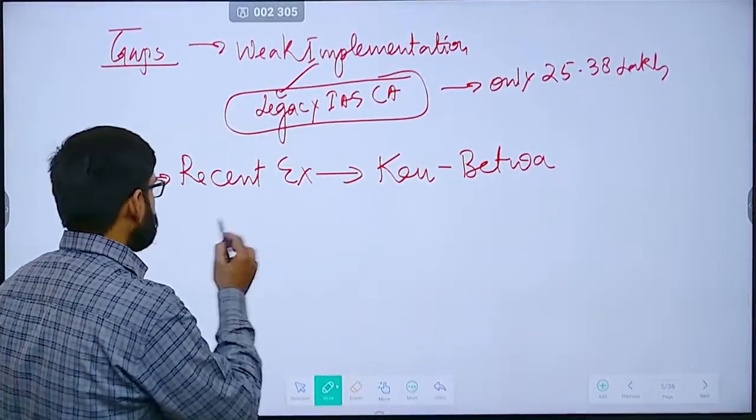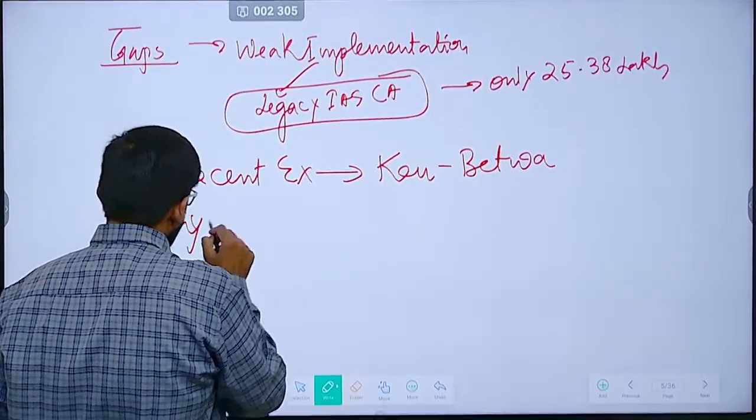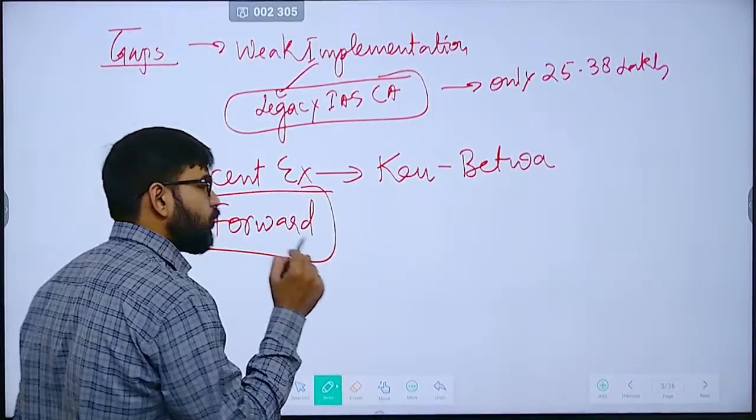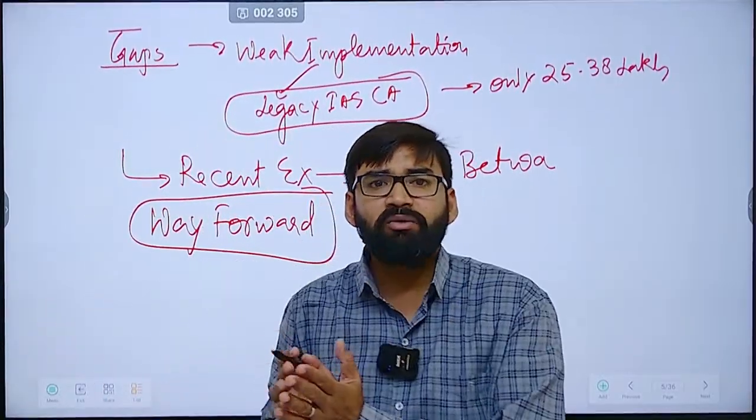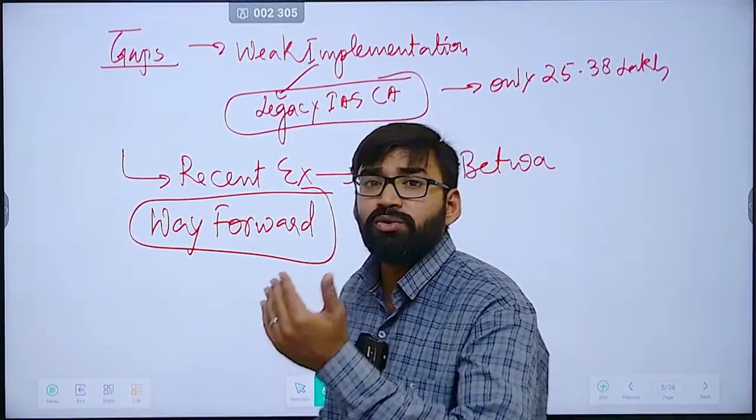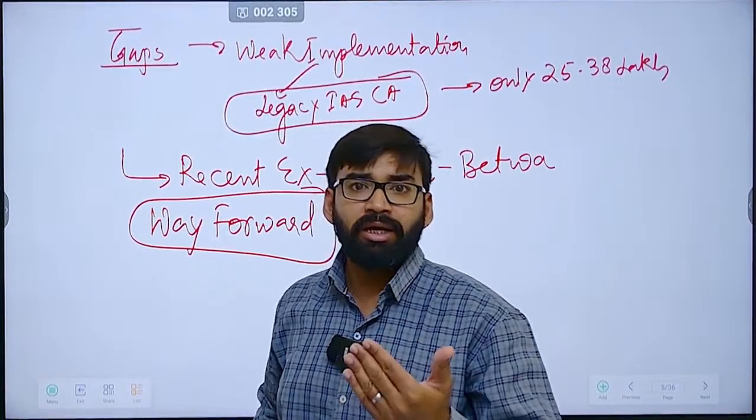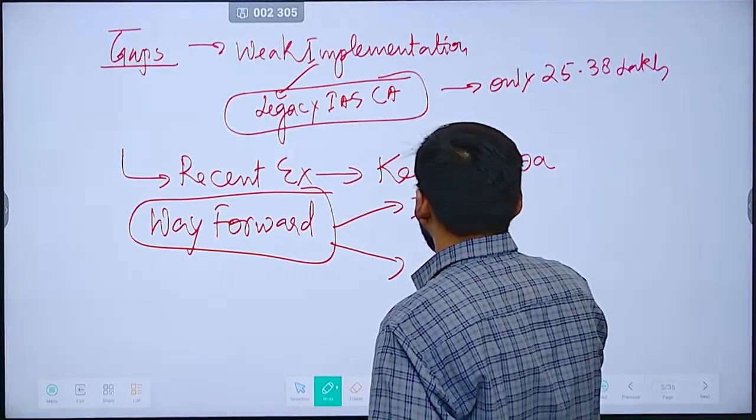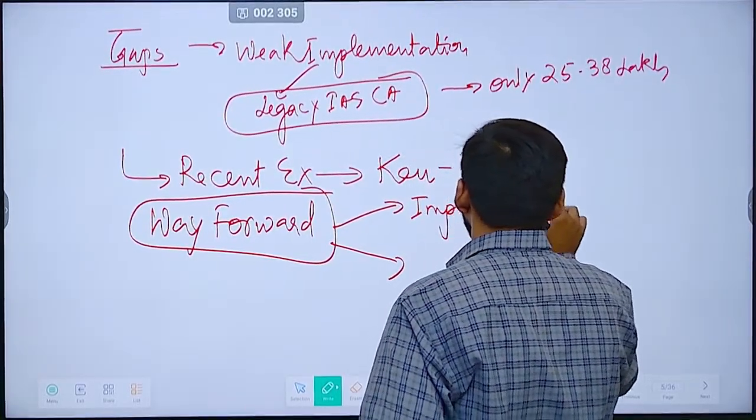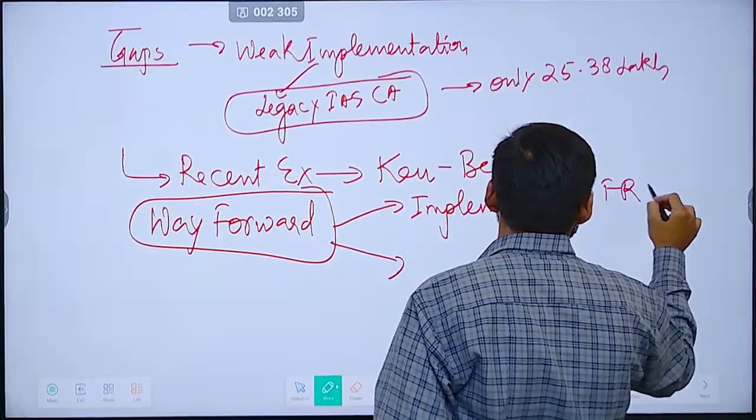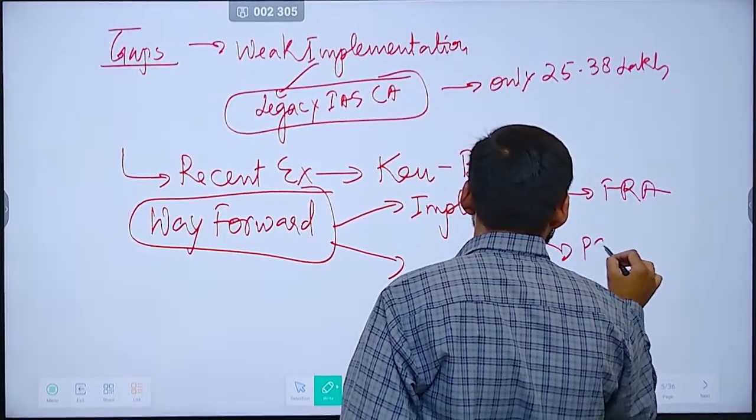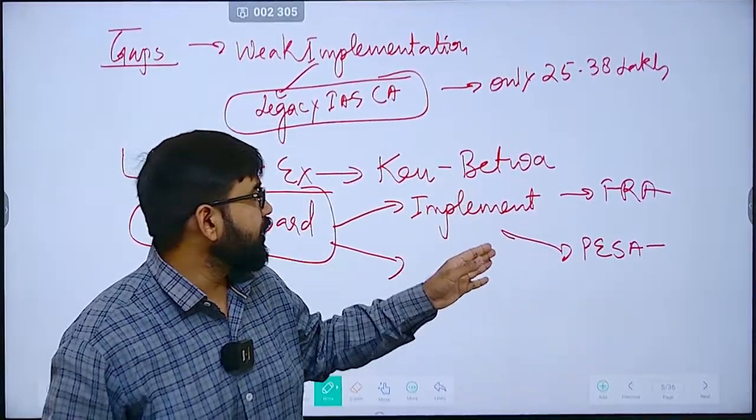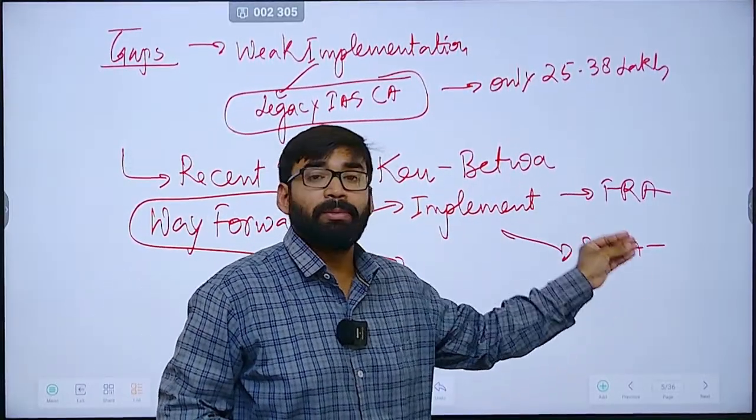At last you can mention what? You can mention the way forward. Now what are the things? The way forward can be your conclusion also. So what can be the way forward? How you are going to strengthen tribal governance. So what are the important things here? Implement the Forest Rights Act effectively, PESA Act effectively. These acts should be implemented effectively.